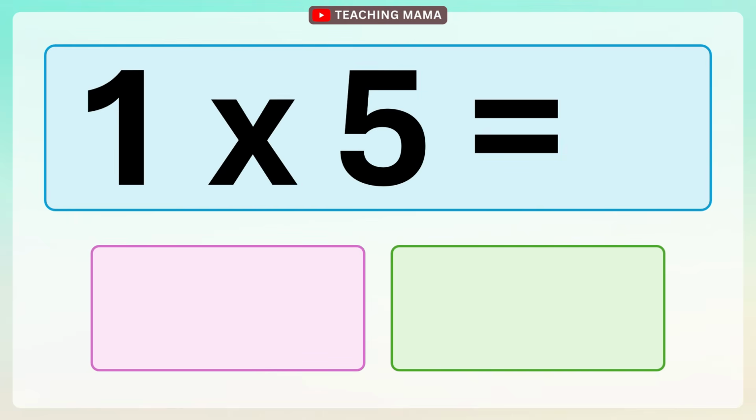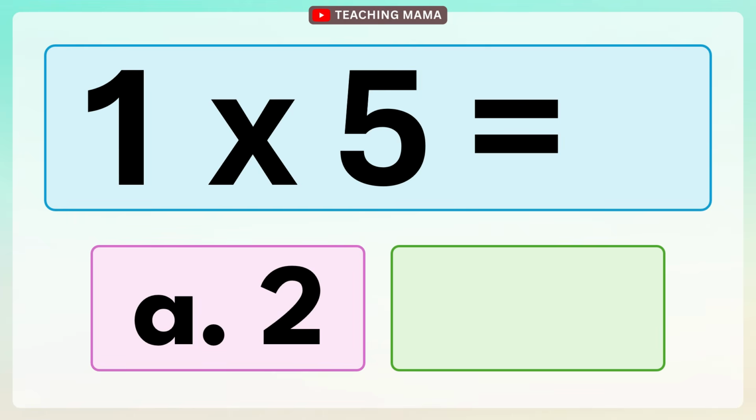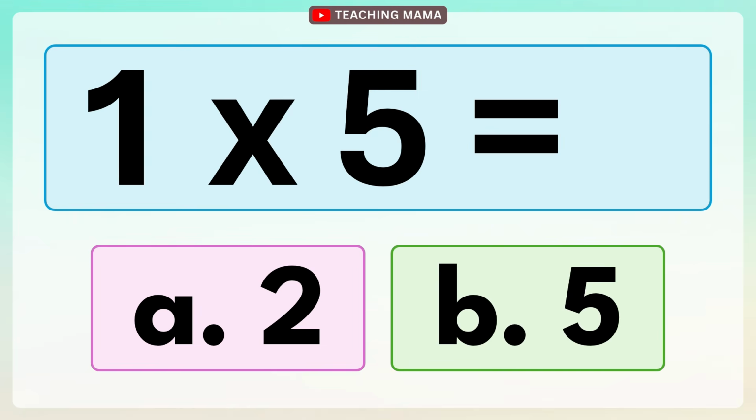1 times 5 equals A. 2 B. 5. What is the answer? B. 5.